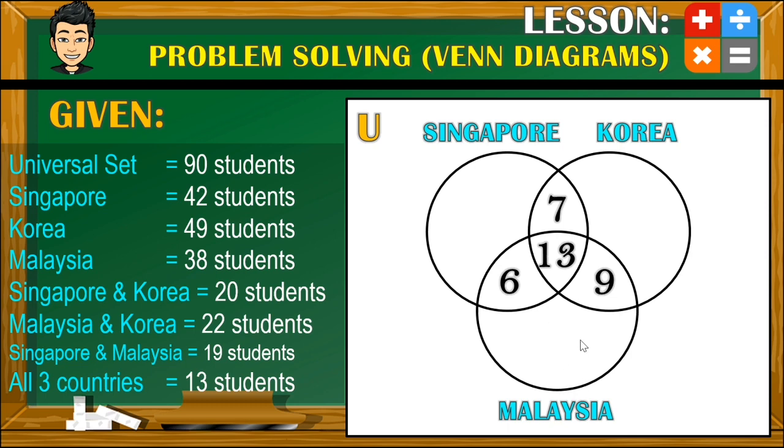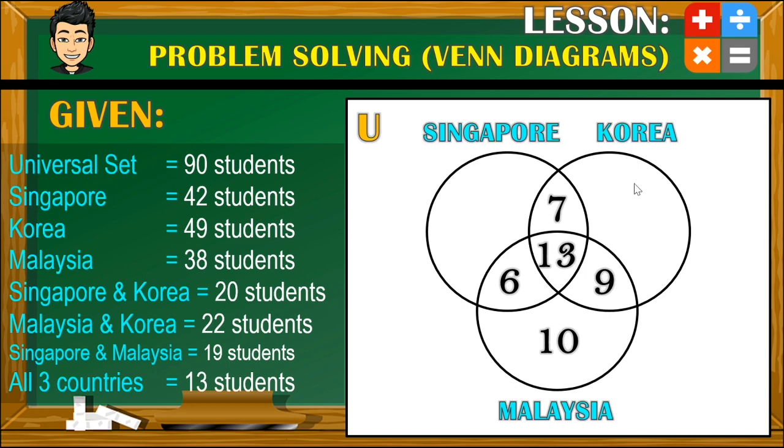To get this part naman, yung Malaysia only, as you can see sa circle ng Malaysia, we already have 6, 13, and 9. But based on the given, there are 38 students all in all sa set ng Malaysia. So ang gagawin natin, i-add natin yung tatlo, then ima-minus natin mula sa 38. So 6 plus 13 is 19, plus 9 is equal to 28. So 38 minus 28, we still have 10 students.